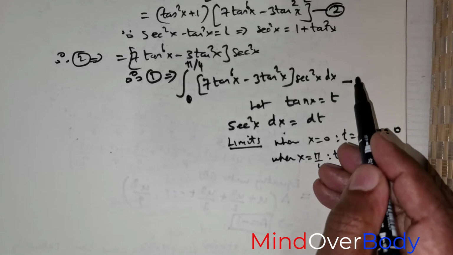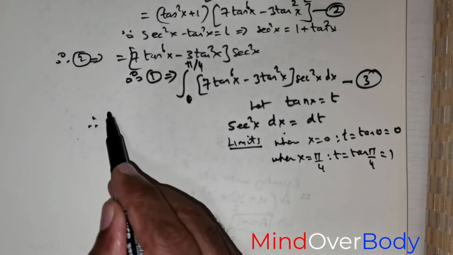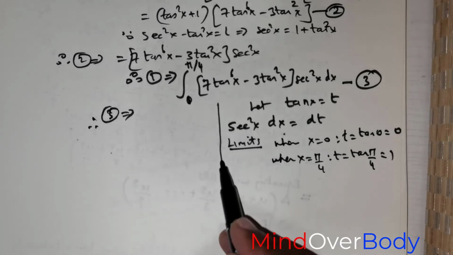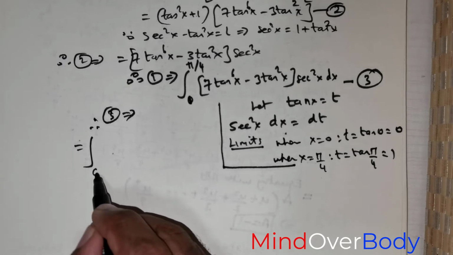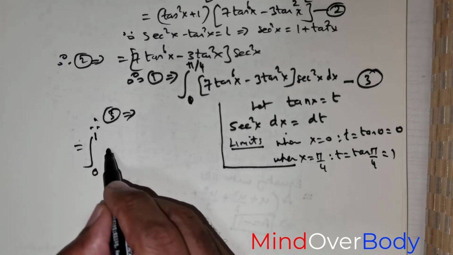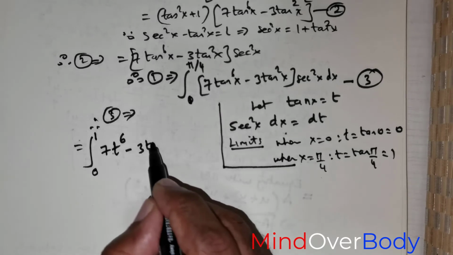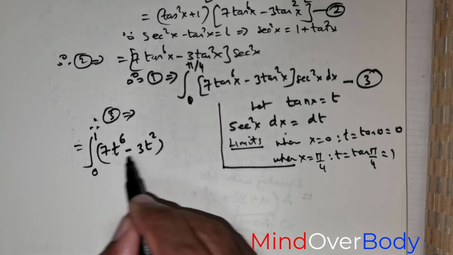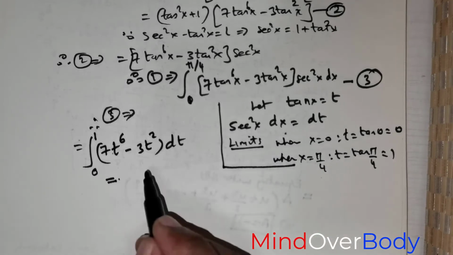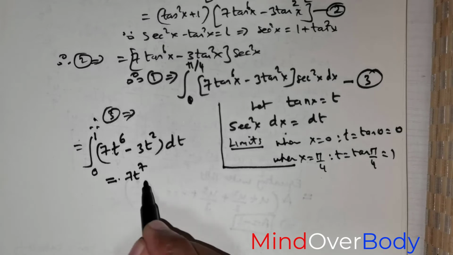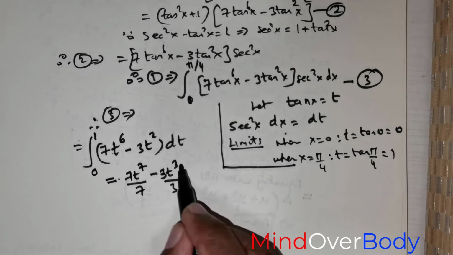So therefore, if I were to take this as 3, I can rewrite 3 with this substitution as the integral, with limits 0 to 1, of 7 times t raised to the power of 6 minus 3 times t raised to the power of 2 times dt. So if I were to integrate this, it is going to be equal to 7 times t raised to the power of 7 over 7 minus 3 times t raised to the power of 3 over 3, with limits 0 to 1.